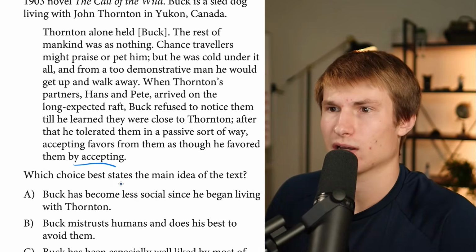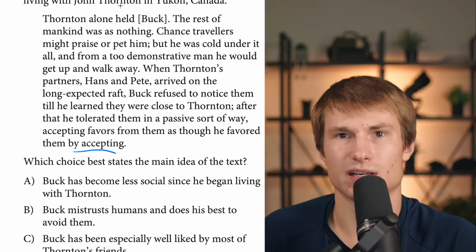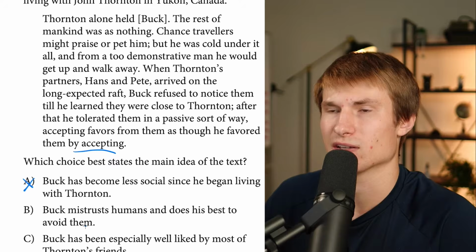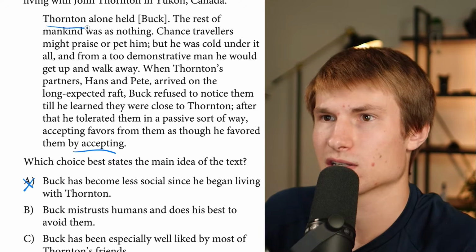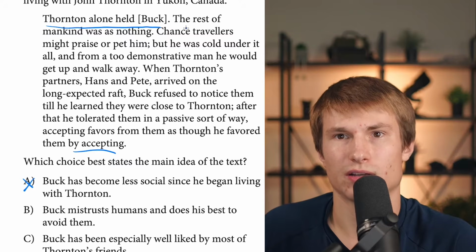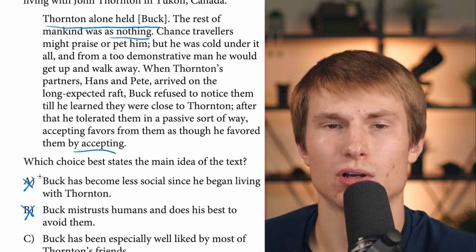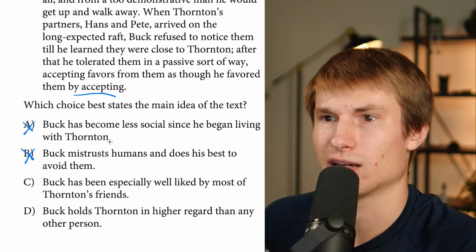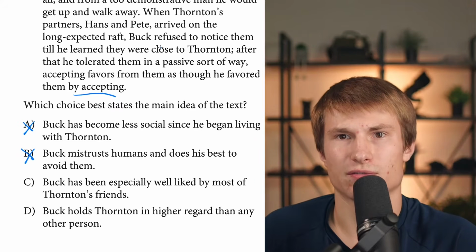Option A, Buck has become less social since he began living with Thornton. Well, it never says that he was social in the beginning before he started living with Thornton, so there's no support for A. B, Buck mistrusts humans and does his best to avoid them. Well, from this, it sounds like he does still trust Thornton. The rest of mankind is what he doesn't trust. So we can't say that he mistrusts humans as a whole because we do have evidence that he trusts one human. And then we have Buck has been especially well liked by most of Thornton's friends. Well, we don't actually state if the friends do like him.